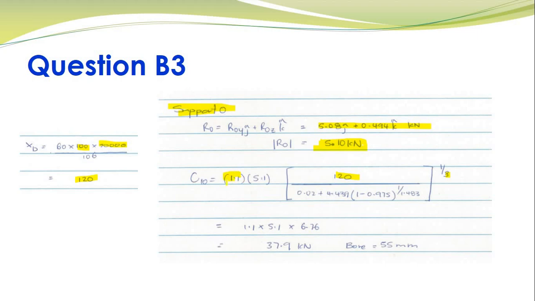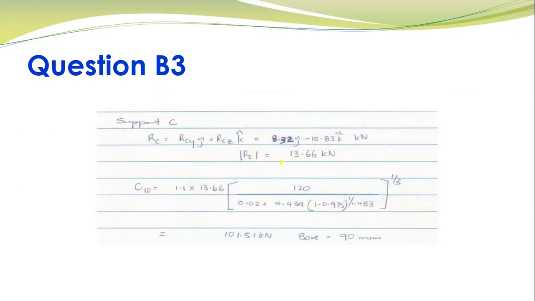Your application factor was given as 1.1. Since we're finding the bearing size at support O, I'm using the reaction at support O as 5.1 kilonewton. Once I evaluate that, I get a catalog rating C10 value of 37.9 kilonewton, and for this the bore size is 55 mm. I will indicate later how I got a bore size of 55 mm and how to read the tables. Same thing for support C, the resultant was 13.66 kilonewton.